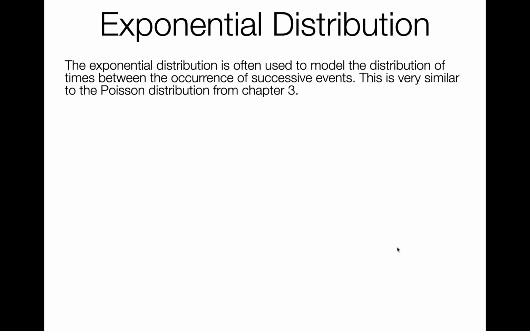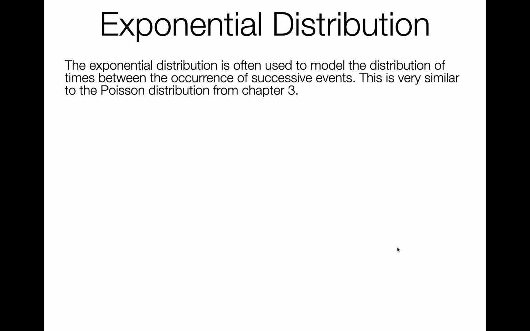Hi everyone. In this video, we're going to continue on and actually finish chapter 4 by talking a little bit more about the exponential distribution, and we're going to talk a little bit about the gamma distribution, which is a sort of generalization of the exponential.